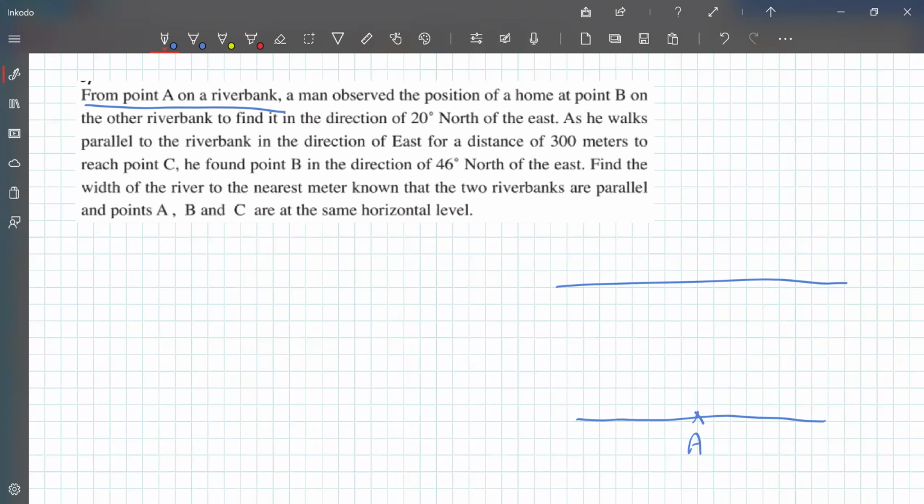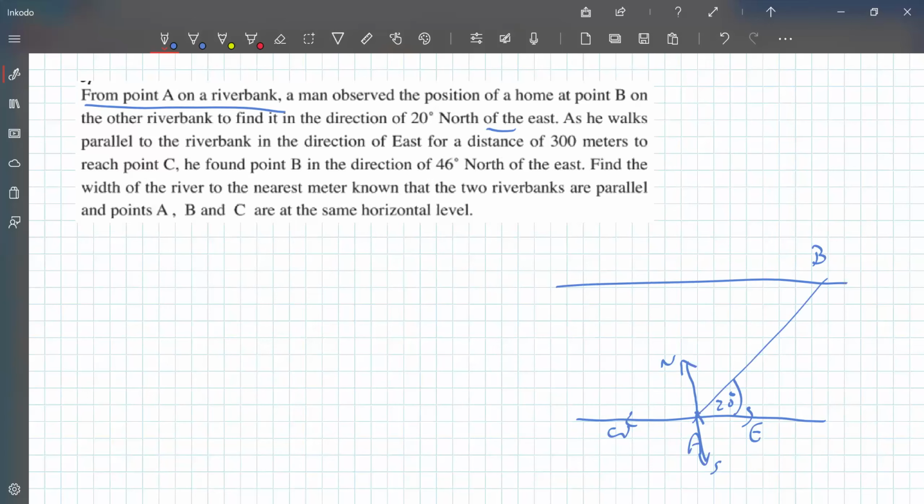And we talk about directions. From this location, this is the origin point with respect to the directions, and this is east. Point B is located at 20 degrees north of the east, between north and the east. Okay, this is point B, and the angle is 20 degrees with the east.